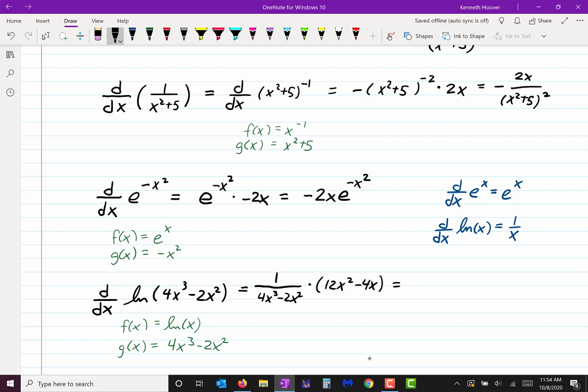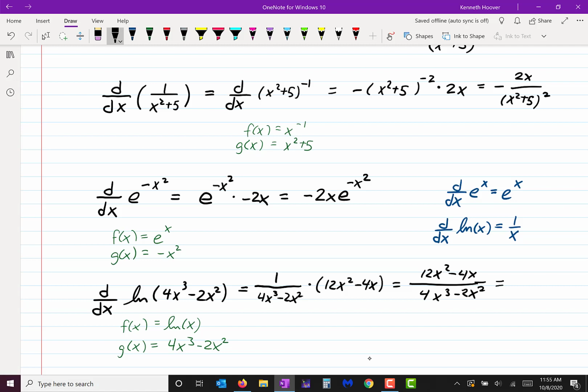So what do we have? We have 12x squared minus 4x over 4x cubed minus 2x squared. You can do some simplifying, but that's not the point right now. The point right now is the calculus. I want you to see that that is how you do the derivative. Okay?